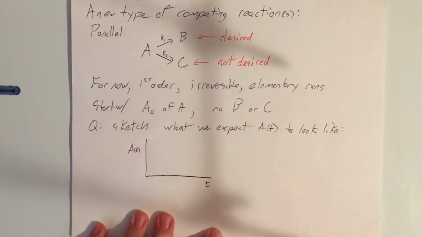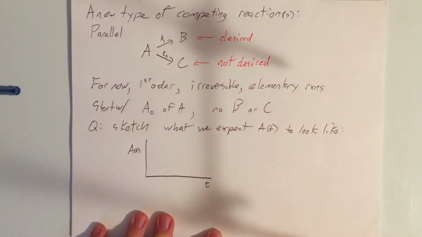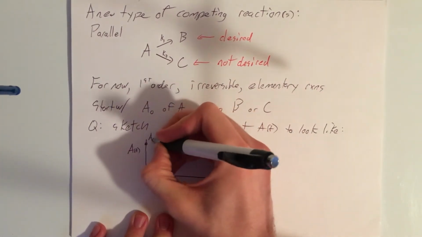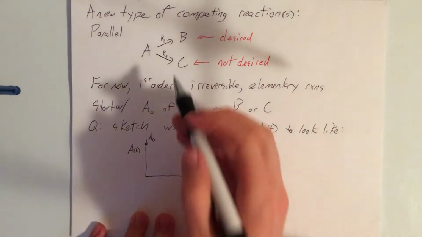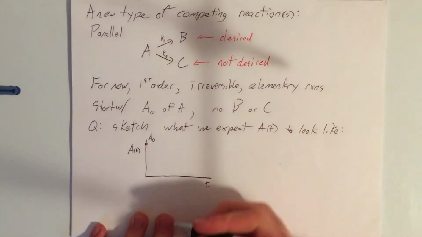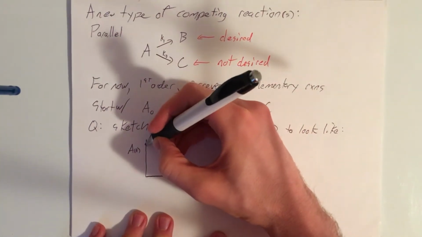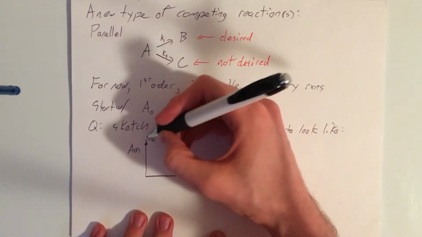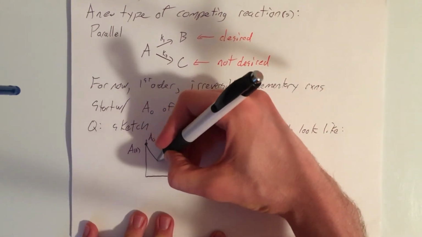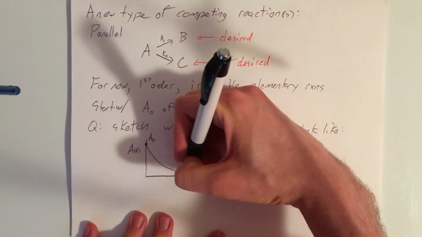All right, so we might not necessarily know exactly what functional form we expect A of t to look like, but we know that we've got to start off with some amount A naught. And since we have two irreversible reactions, eventually all of A is going to be depleted. Its rate is probably going to be fastest at the beginning when we have the most of A, and then it's going to asymptote down to 0.